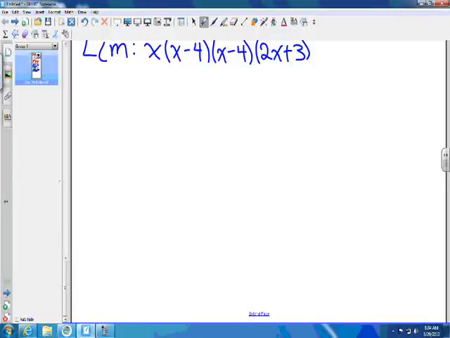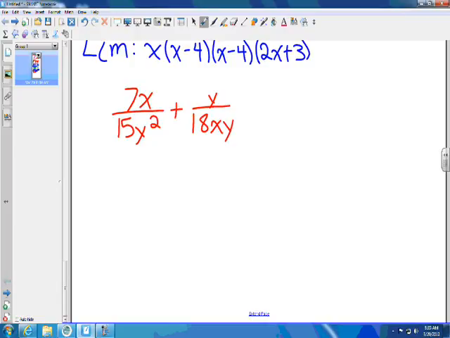So example 3 on 451, we have 7x over 15y squared plus y over 18xy. So are those denominators the same? No. So what do we have to find first? In order to find a common denominator, what do we have to find first?